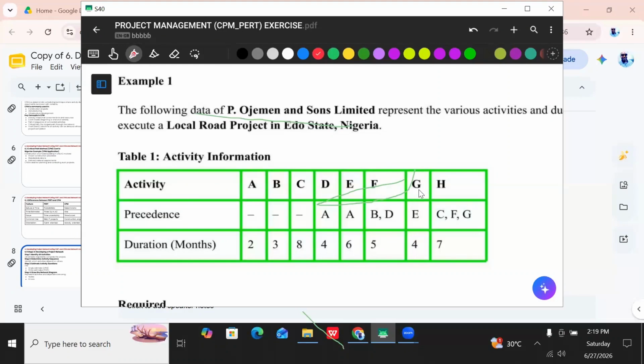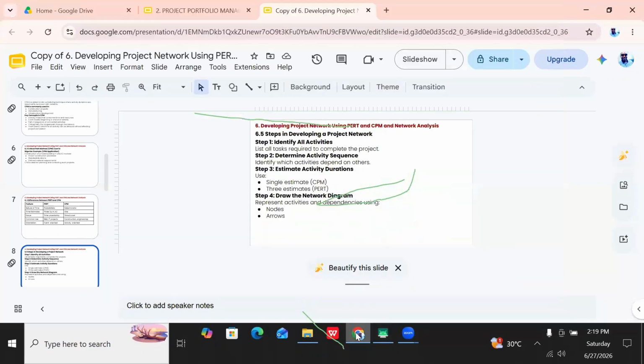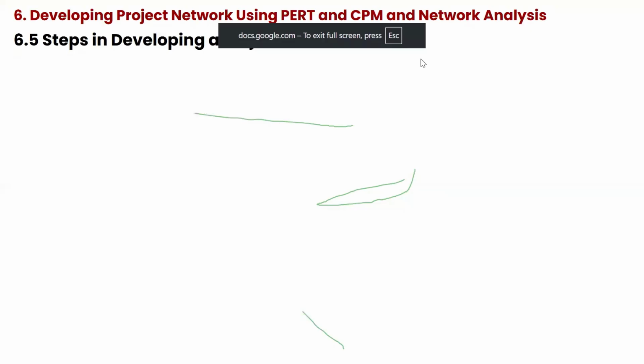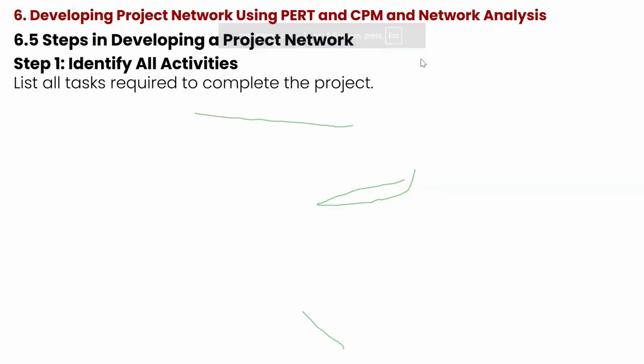Sometimes in the exam, they will tell you what the activity is about. But for simplicity's sake, you just point out that this is an activity. This is activity A, activity B, down to activity H. It can be more than that, it can be less. So you need to know all the activities involved in that project. Step 1, you list all tasks required to complete the project. That is, identify all activities.